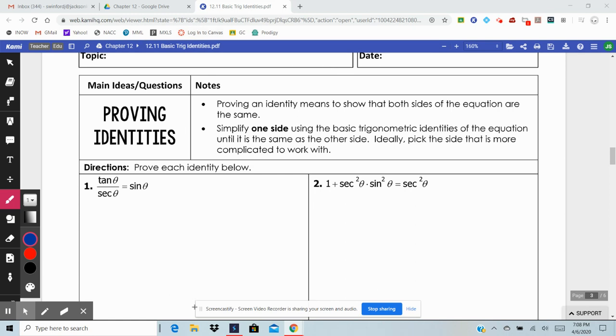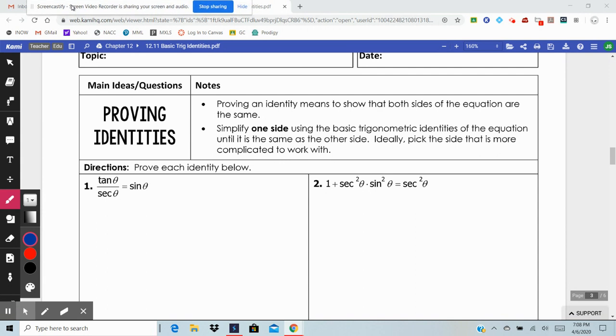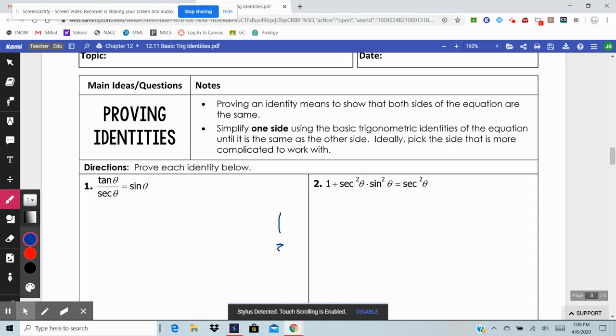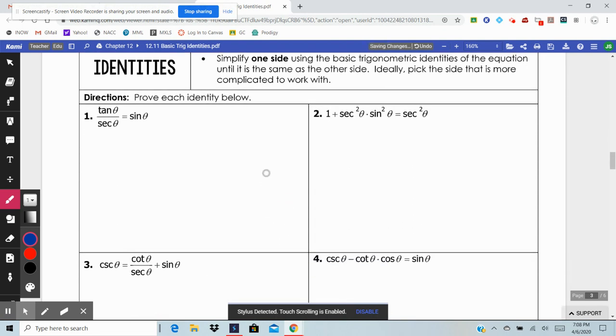Okay, in this video, we're actually going to do what's called proving identities. Proving an identity means to show that both sides of the equation are the same. So let me word it like this. On this first problem, it says the tangent of theta divided by the secant of theta is equal to the sine of theta. So that's an identity.